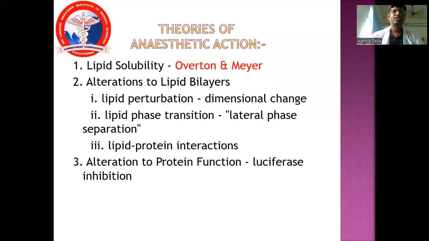Theories of anesthetic agents. There are various theories to elaborate the mechanism of action of inhalational anesthetic agents. The lipid solubility theory described by Overton and Meyer; an alteration to the lipid bilayers, that is lipid perturbation, lipid phase transition, and lipid-protein interactions; and alteration to protein function, such as luciferase inhibition.